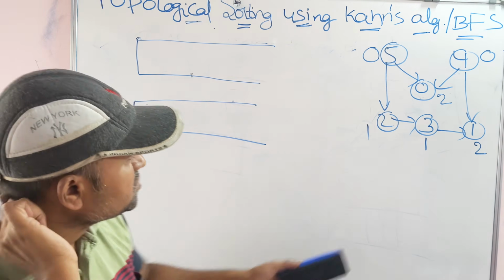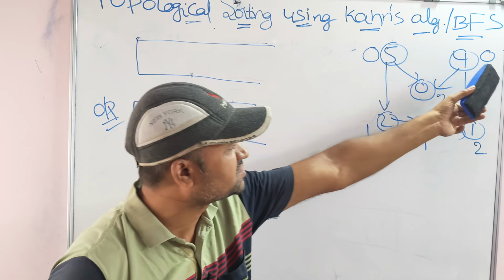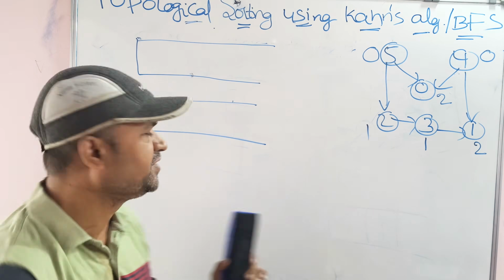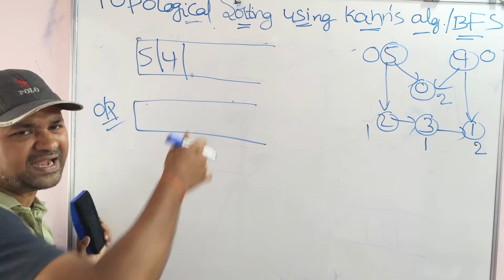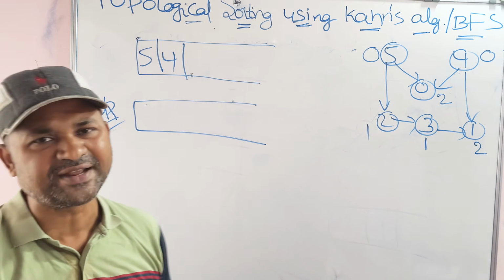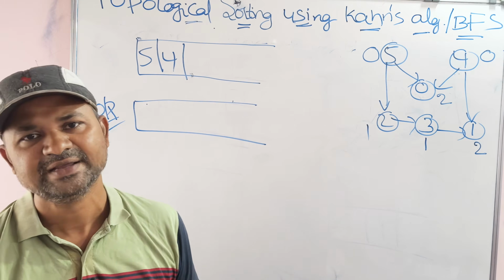Okay. So select the vertex whose in degree is 0. Here we have two vertices whose in degree is 0, so we can add them in any order. We can add 5, 4, or we can add 4, 5 also. Here, topological sorting means we may get different outputs. There is no problem. We can add in any order.